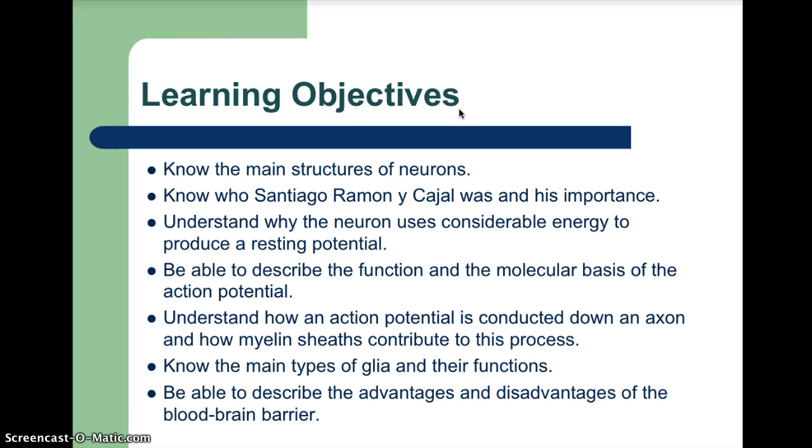Describe the function and the molecular basis of the action potential, and the molecular basis would include the potassium and sodium ions. Understand how an action potential, this is the nerve signal when I'm referring to the action potential, is conducted down an axon of the neuron, which we're going to find out more about, and how myelin sheaths, these glia cells, contribute to action potential conduction. Know the main types of glia cells and their functions, and be able to describe the advantages and disadvantages of the blood-brain barrier.